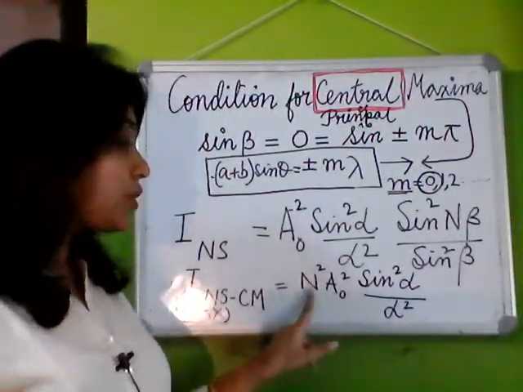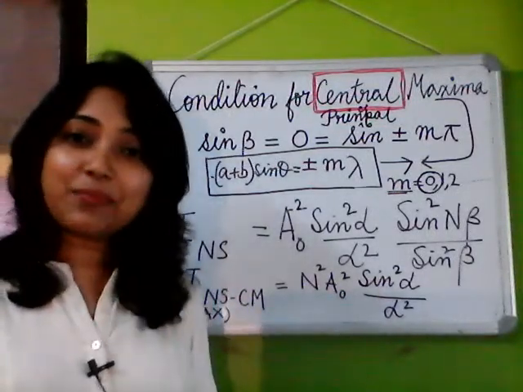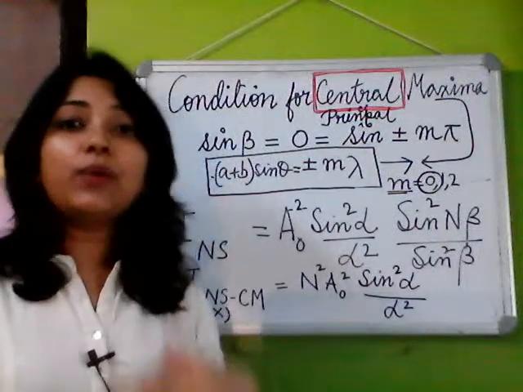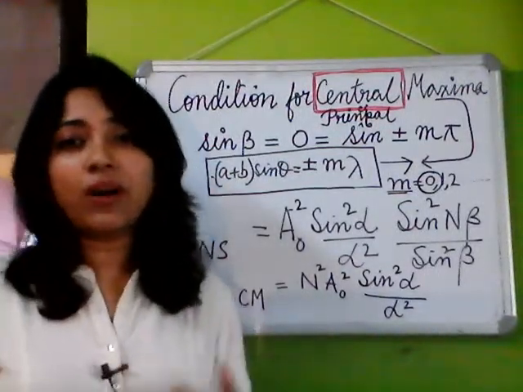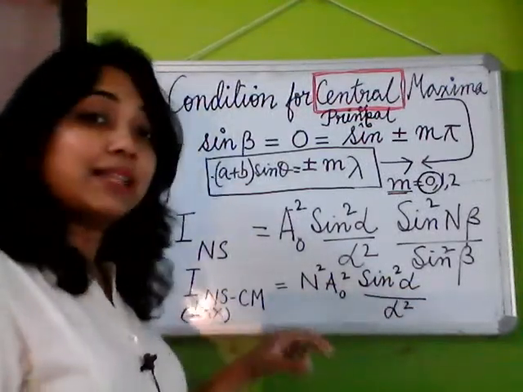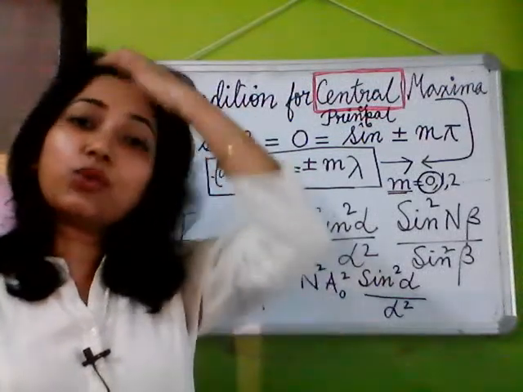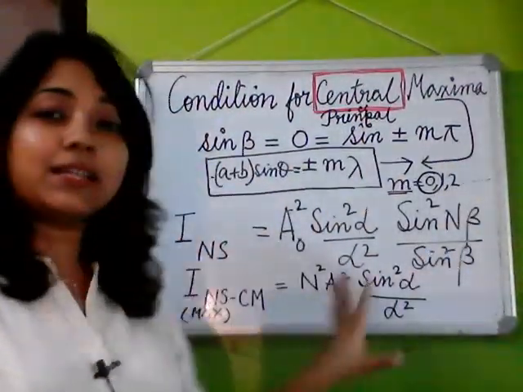If I keep n equal to 1, it is A0 square sine square alpha by alpha square, which is the maximum intensity possible for a single slit. When we go to double slit, it becomes 4 times. And like this, as we go on increasing n, the number of slits, this maximum intensity varies as the square of that number. Alright, so up to here we have already discussed.